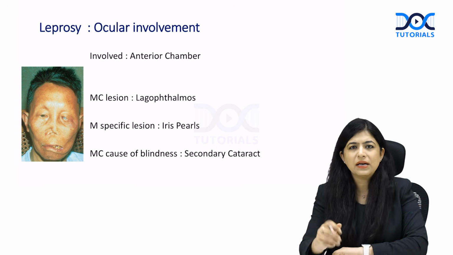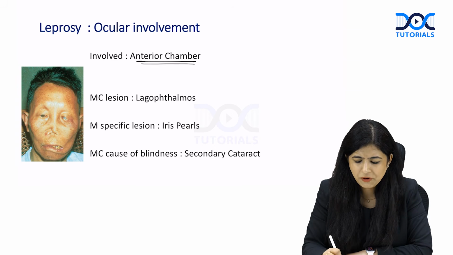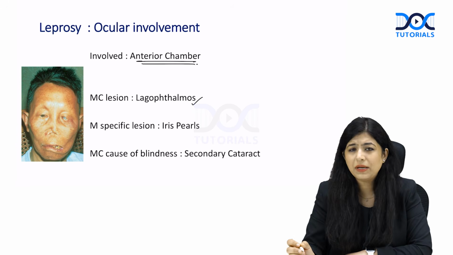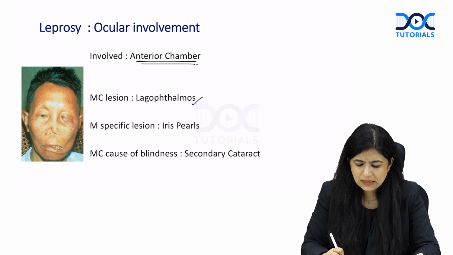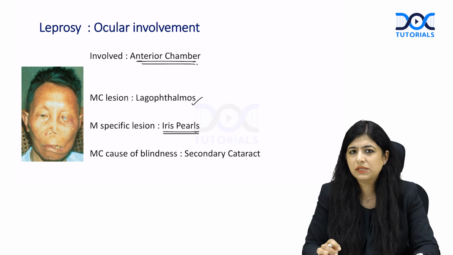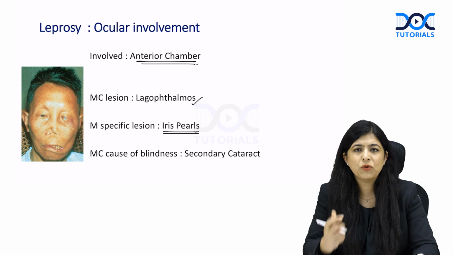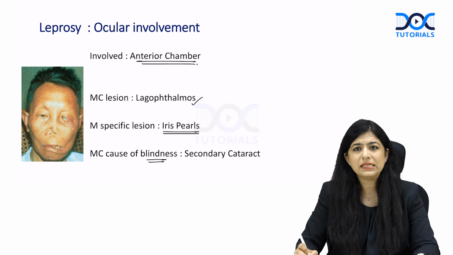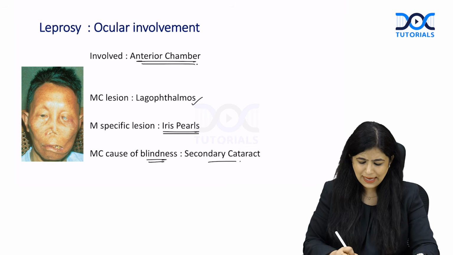Now in the eyes, again the leprosy bacteria prefers the cooler areas. So it is going to preferably involve the anterior chamber of the eye. Patient can develop lagophthalmos, which is due to involvement of the facial nerve. In the eyes, a specific lesion that develops due to the bacteria are the iris pearls, which are lepromas seen on the iris. A common cause of blindness in leprosy patients is the development of secondary cataract.